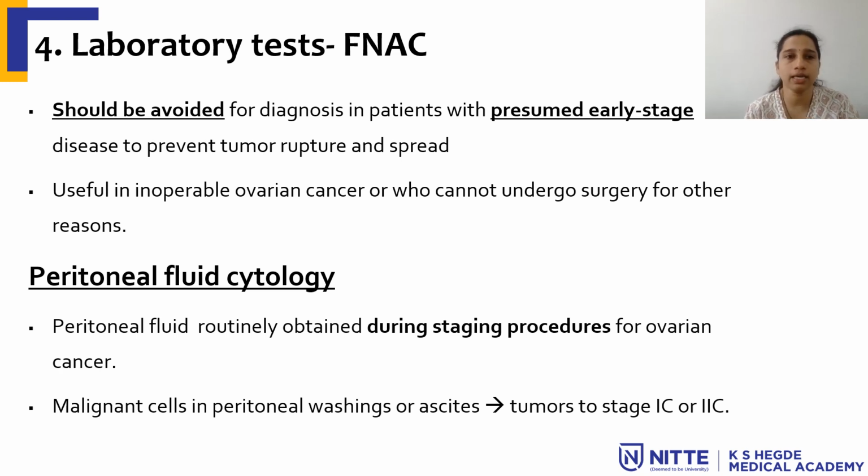The additional thing is peritoneal fluid cytology. So this is mainly used for staging procedure. So if there is presence of ascites which is having peritoneal metastasis, it means the stage will be stage 1C or 2C. So it will go for C in staging.